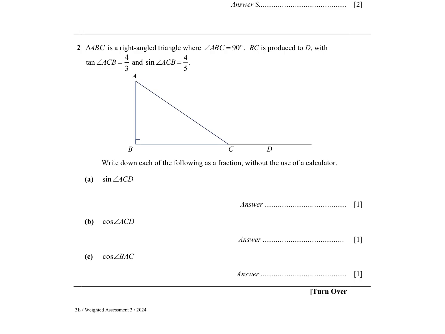Okay, first thing first. They say tangent ACB is 4 over 3. So ACB is this angle. Once you have the angle, you always label the H, the A, and the O. And they tell you that O over A is 4 over 3. So this is 4 and this is 3. Then same thing, the other ratio. They say O is 4 but H is 5.